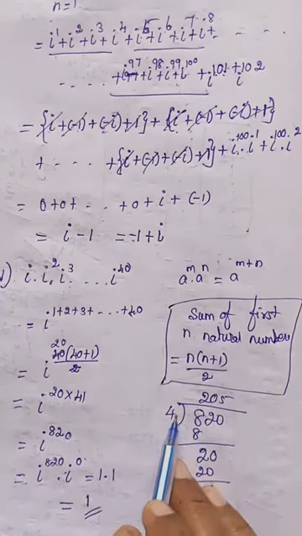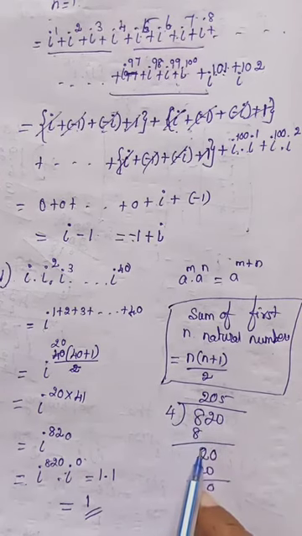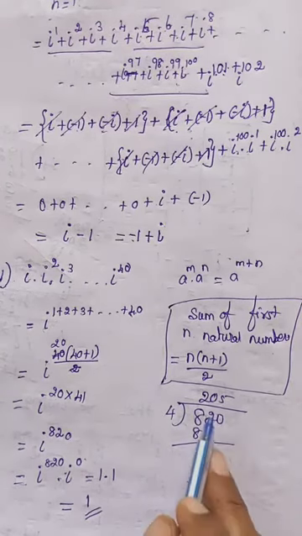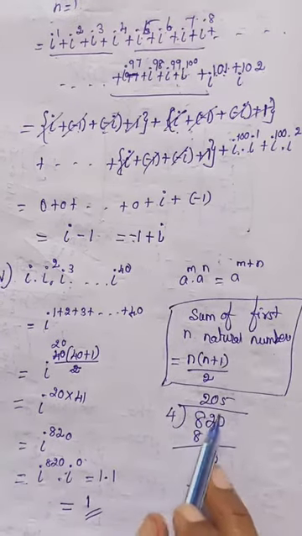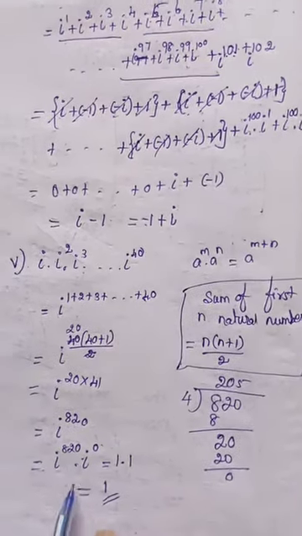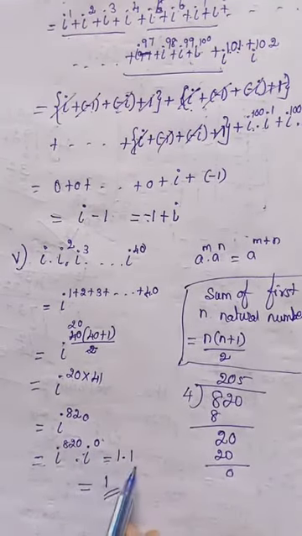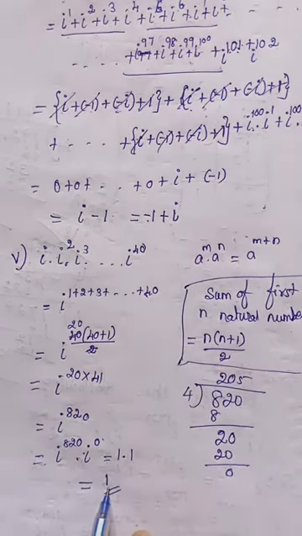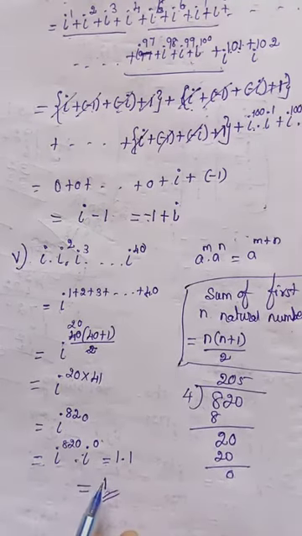820 divided by 4. 4 twos are 8. The next number is 2, which is not divisible by 4, so I have put 0 and taken the next number, that is 0. Now 4 into 5 is 20. The remainder is 0. So this is i power 820, which is i power 0. So it equals 1. Do you all understand this? This is the example problem.